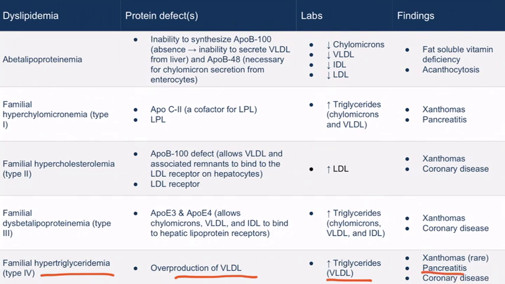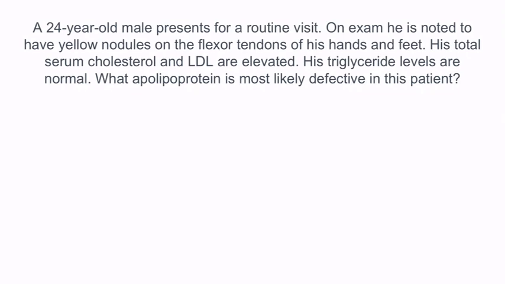Okay, let's do another question. A 24-year-old male presents for a routine visit. On exam, he is noted to have yellow nodules on the flexor tendons of his hands and feet. His total serum cholesterol and LDL are elevated. His triglyceride levels are normal. What apolipoprotein is most likely defective in this patient?